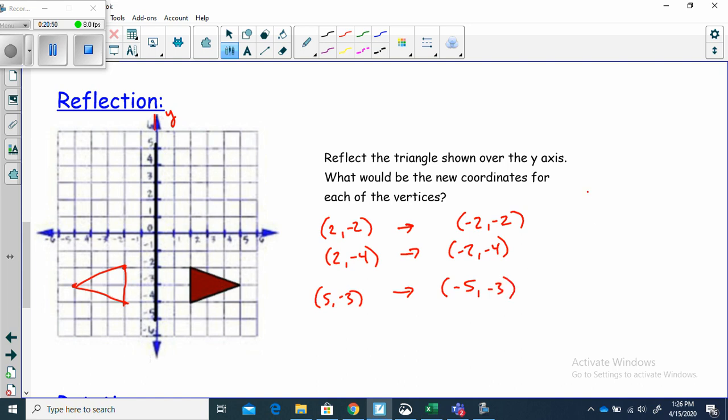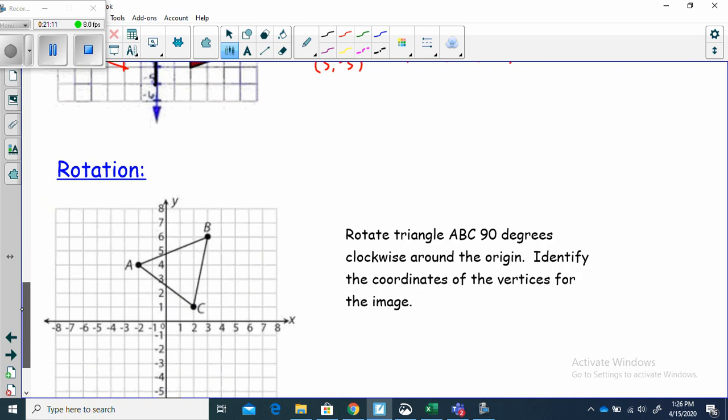What have we actually done here? I just want to show you this. We started with an x, y. And in each case, we changed the x, didn't we? We did the opposite of the x, and we didn't change the y. It's not something you need to memorize, but I'm just showing you that. That's called a rule. Now let's look at a rotation.